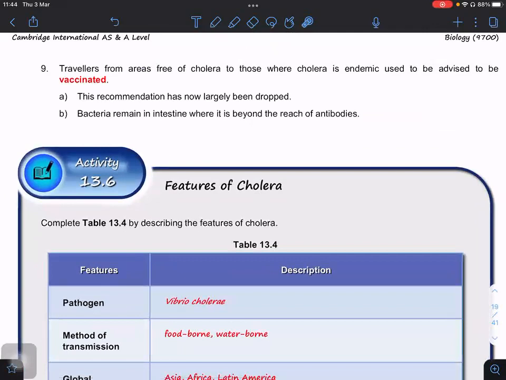So travelers from areas free of cholera to endemic areas used to be advised to get vaccinated, but now no more. Because why? Because the bacteria remain in the intestine, where it's beyond the reach of the antibody. So you can produce antibody, but it can't actually reach the bacteria. Unless the bacteria enter the bloodstream, then yes, it will trigger. If not, it won't trigger the release of the antibody as well.